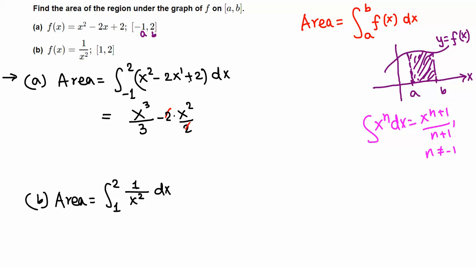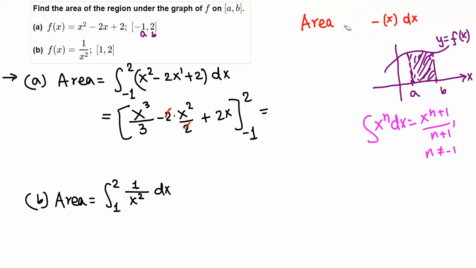Plus the antiderivative of 2 is 2x. So the antiderivative of a constant is the constant times x. Plus C is not needed. Now we want to evaluate this from negative 1 to 2. Okay, so replace x throughout by 2, minus replace x throughout by negative 1.